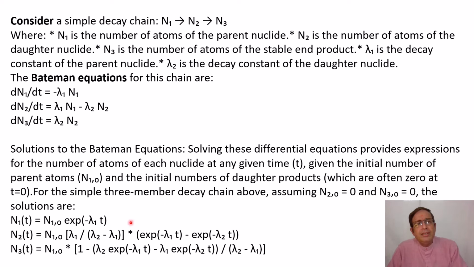So simply substitute for n1 in equation 1, substitute for n2 in equation 2, and substitute for n3 in equation 3, and you will find that these equations are satisfied by these solutions. Now you can see n1 is obviously decreasing with time because n1 is decaying into n2. What about n2? n2 is also forming and also decaying.